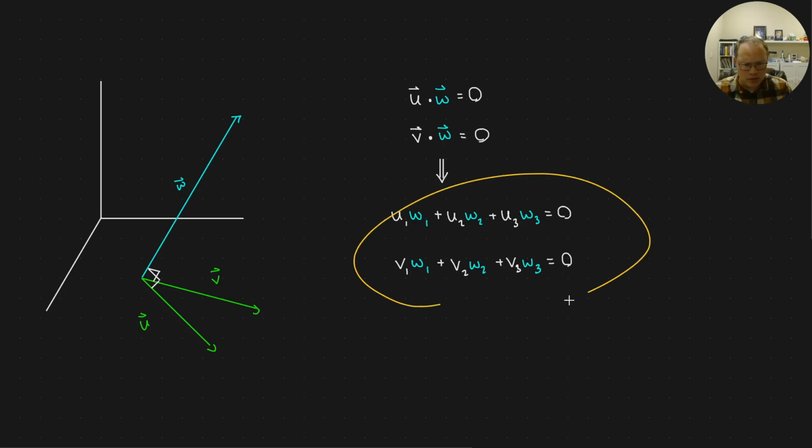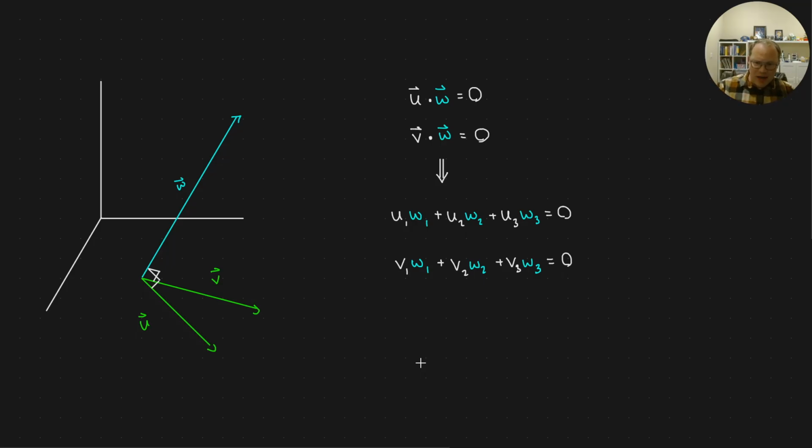So I have 3 unknowns, W1, W2, W3, but only 2 equations. Generally, in order to find a unique solution to a system of equations, I need at least the same number of equations as I have variables. Because I have fewer equations than variables, if this system has a solution, it won't be a unique solution. There will be more than one possible solution.